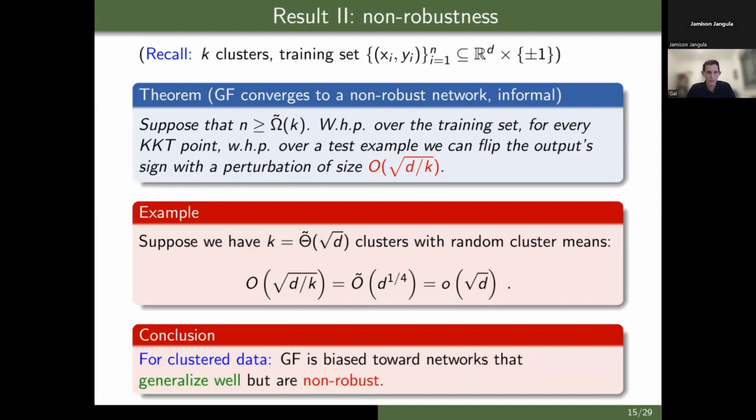Okay, so to summarize this part about clustered data, we showed that the implicit bias provably leads to good generalization and bad adversarial robustness.